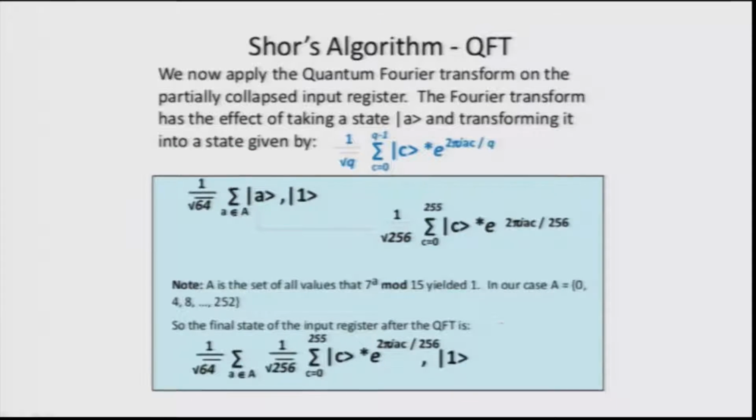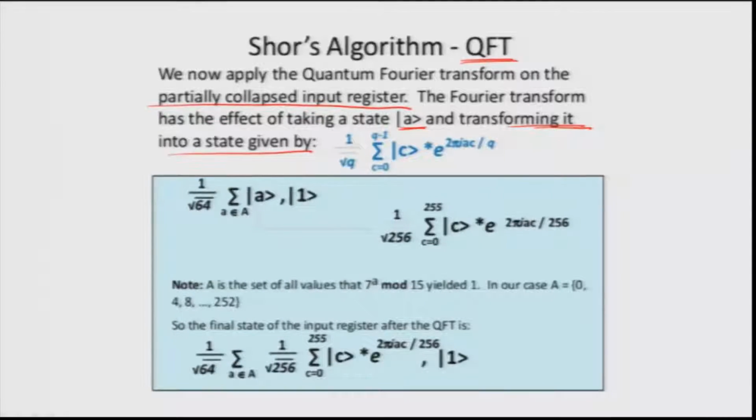So, the quantum Fourier transform that we have been alluding to, if we now apply that on the partially collapsed input register, what happens? The Fourier transform has the effect of taking a state A and transforming it to a state given by this. For those of you who do not remember, this is what the quantum Fourier transform does.